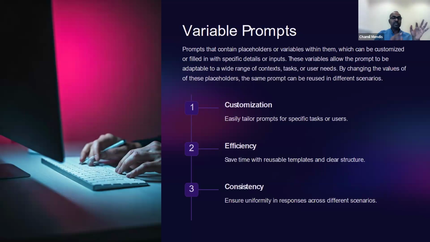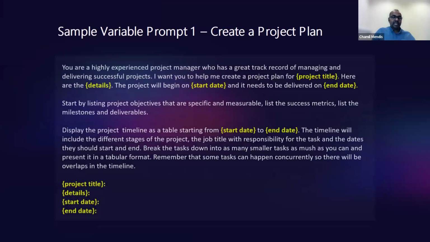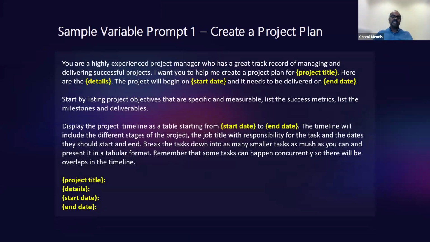Let's say in the previous prompt, you said you are an experienced project manager working in an industry. You have to mention the industry. So let's say you are running the same project for a different industry. Again, you have to go and change the industry. Instead, you define the industry as a variable, put it at the bottom, and save it as a template. Then next time when you run it, you use the variable as the definition and update the variable details in the prompt. So this is a sample prompt to create a project plan.